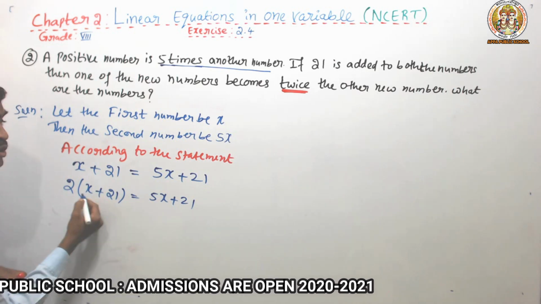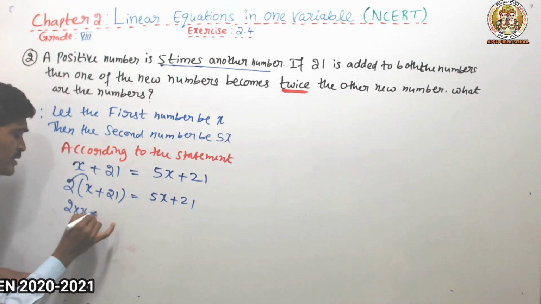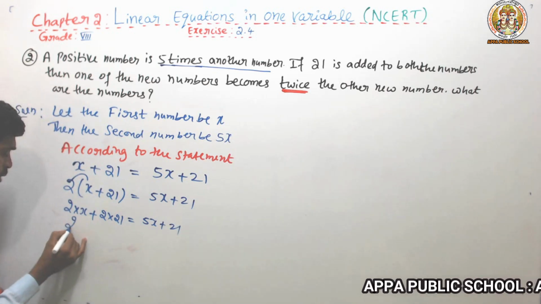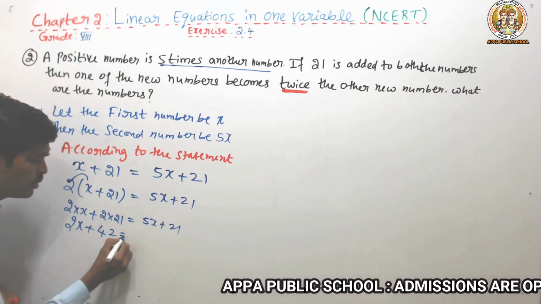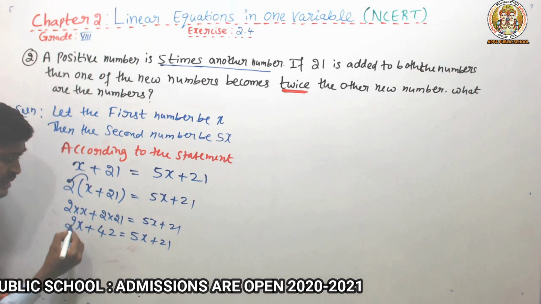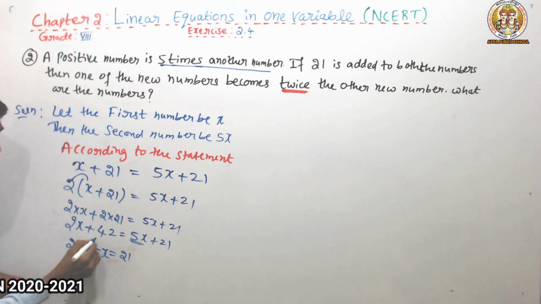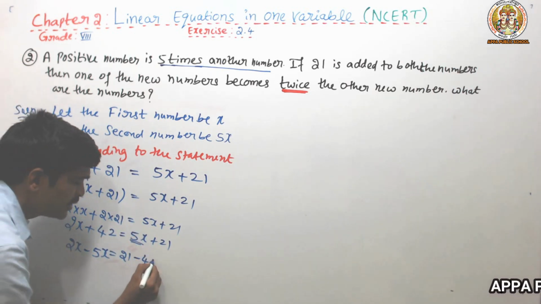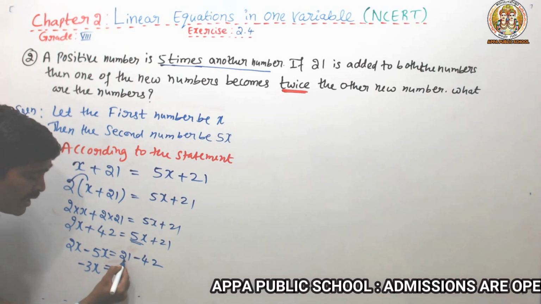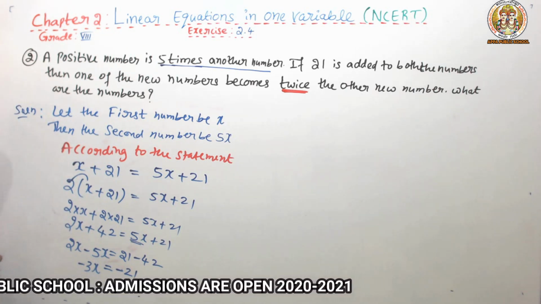Now this 2 is related to both terms, so we have to multiply with both. 2 into x plus 2 into 21 is equal to 5x plus 21. 2 into x is 2x, plus 2 into 21 is 42. 5x plus 21, keep as it is. Understood, my dear friends? So separate the variable and constant terms. Plus 5x transferring to LHS becomes minus 5x. 42 on the LHS transferring to RHS becomes minus 42. So 2x minus 5x we will get minus 3x, is equal to 21 minus 42. This should be minus 21. So minus minus gets cancelled.